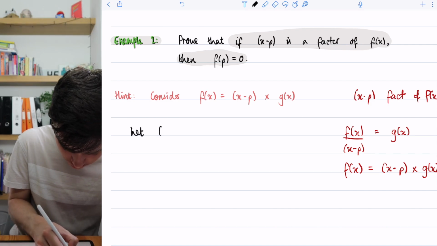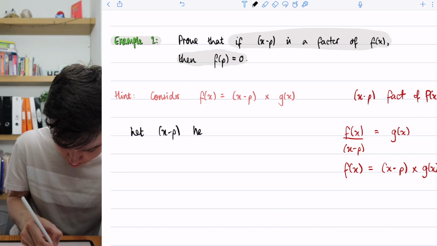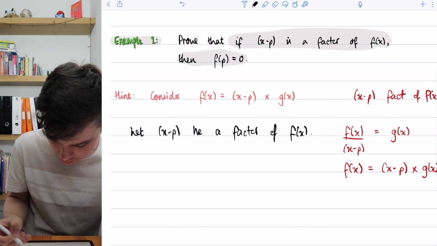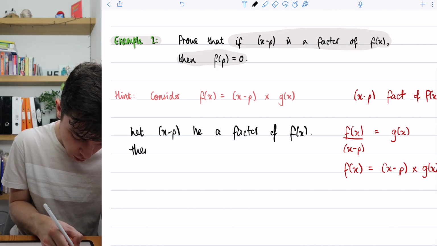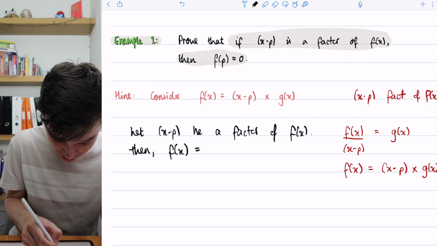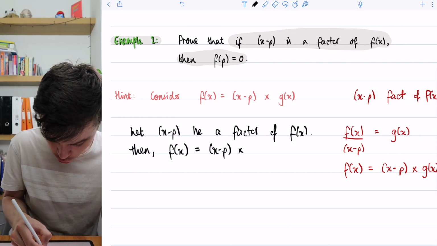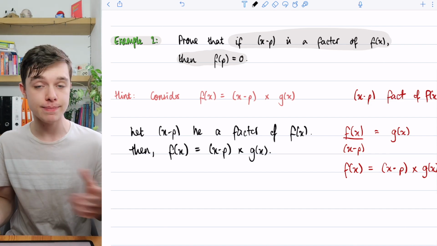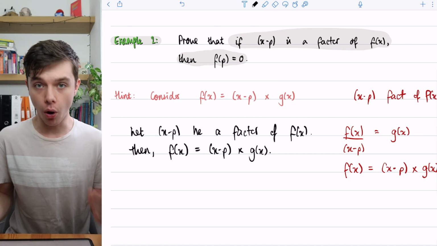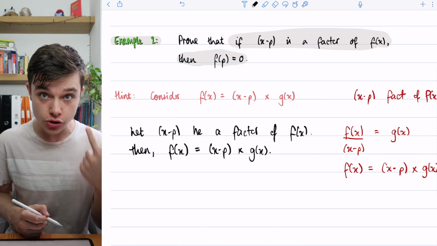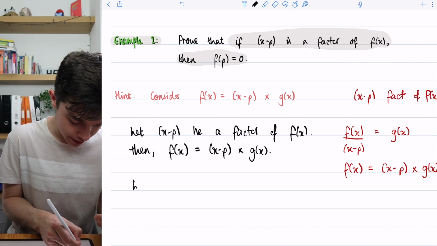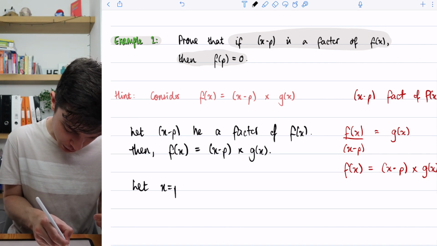Let x minus p be a factor of f of x. Then we can use the hint from what I did on the right hand side here. Then we know that f of x is going to be some function multiplied by x minus p, because x minus p is a factor. So if I substitute p into there, what am I going to get? Wherever I see an x, I'm going to substitute p. So let x be equal to p.